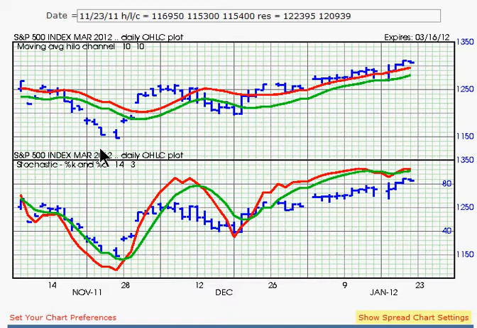Going to take a look at a few of these markets here. The S&P is, with the 10-10 bands, showing an uptrend, so I think this market's going to continue higher from here. And then the bottom chart here, we've got the stochastics. There's two charts on this.